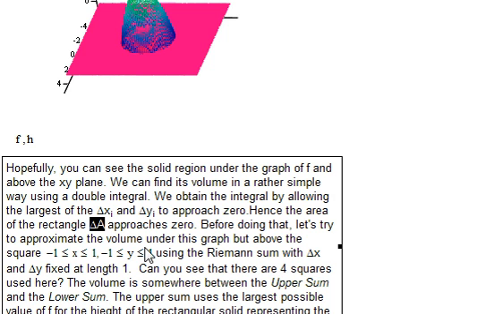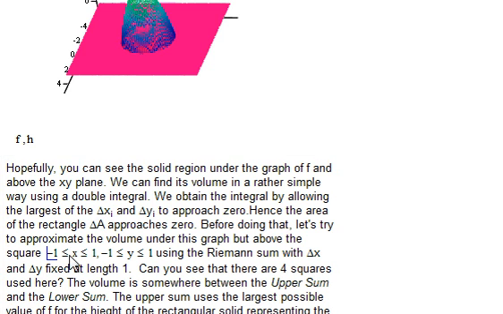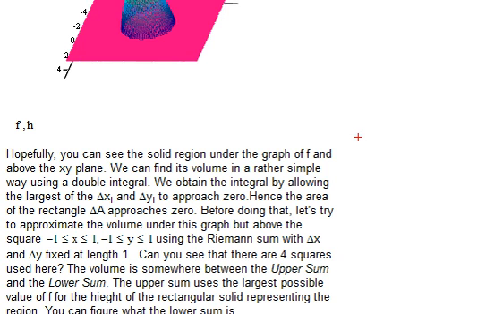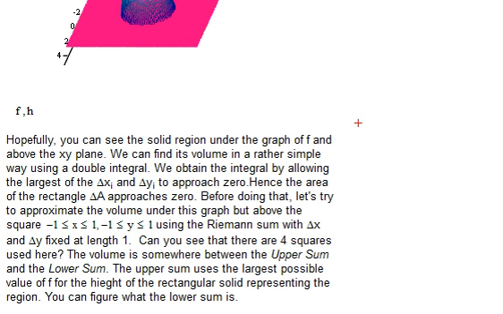And before we do that, let's try to approximate the volume under this graph, but above the square, between x going from -1 to 1, y going from -1 to 1. I know that's not the particular one we're examining right here, but let's just see how to do this with a square and how to do what's called the upper sum and the lower sum.